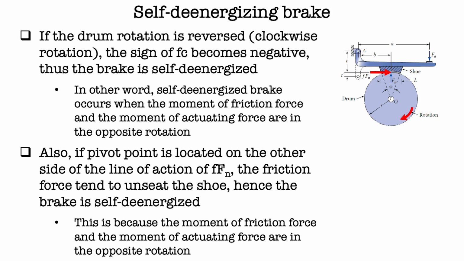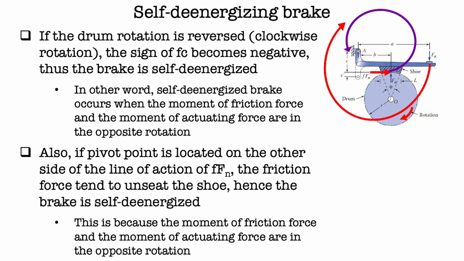Then if the drum rotation is reversed, which is counterclockwise rotation, the sign of Fc becomes negative because the friction force acts in the opposite direction. Thus, the brake is self-de-energized. In other words, a self-de-energized brake occurs when the moment of friction force and the moment of actuating force are in opposite rotation.